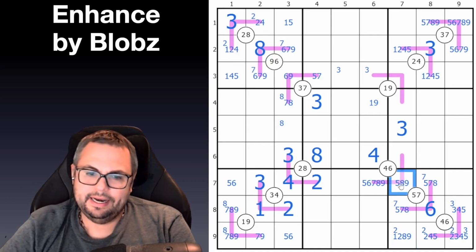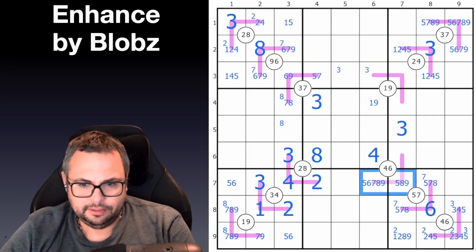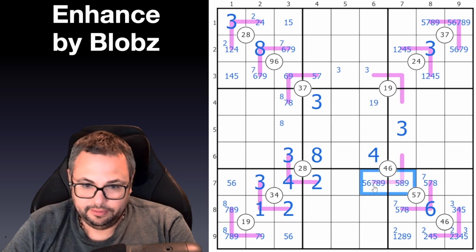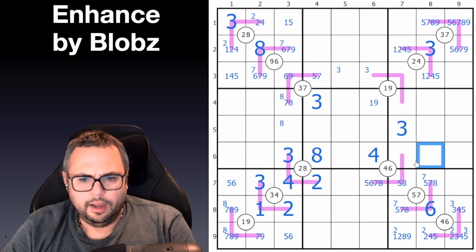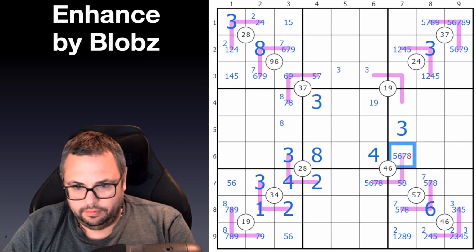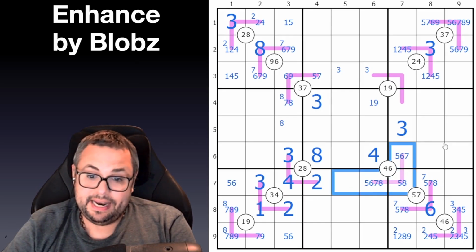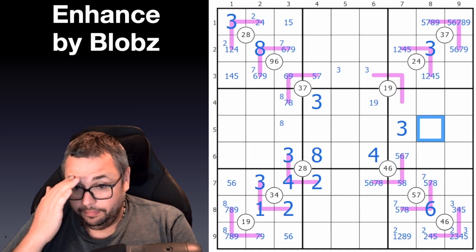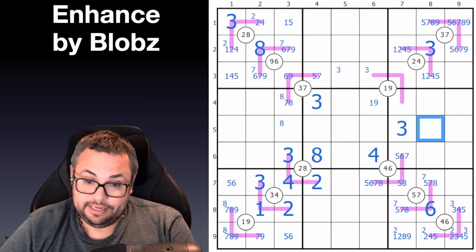Oh, there can't be a 9 on this Renban Zeta. What are you doing? There's a 9 on this Renban. There's no 6 on it. Good lord. Okay. 5, 6, 7, 8 is all we get on this Renban. Okay, so that actually does get me.